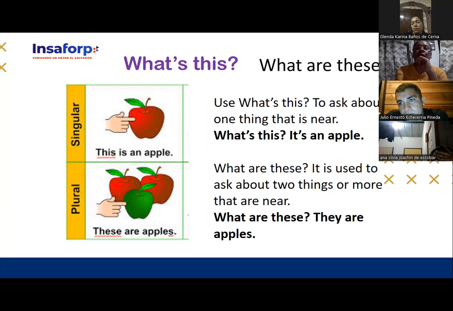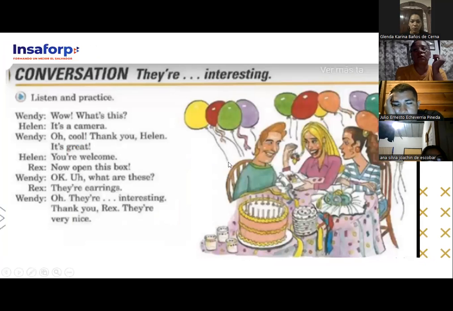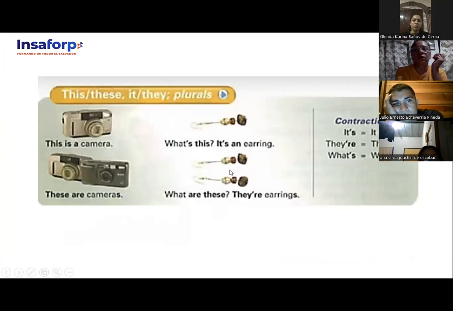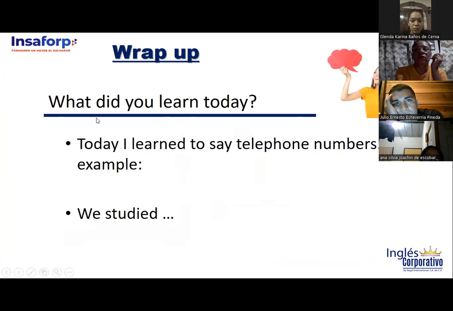Now, what are these? It is used to ask about two things or more that are near. What are these? They are three apples. Okay, they are apples. But tomorrow we are going to continue with what's this and what are these, okay? We have a conversation and we're going to learn about that.